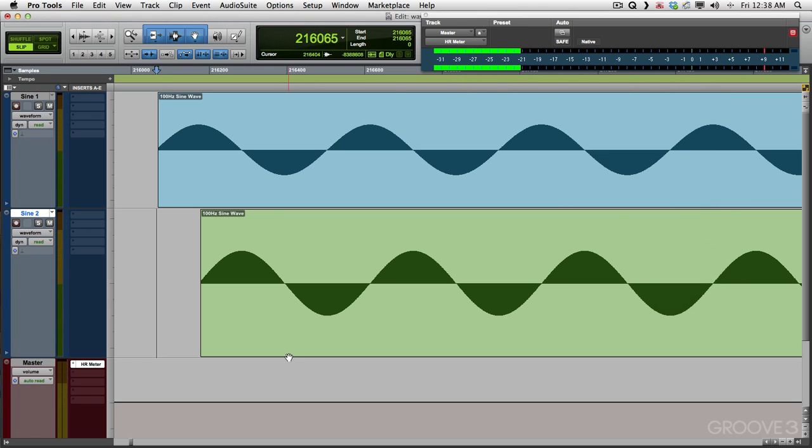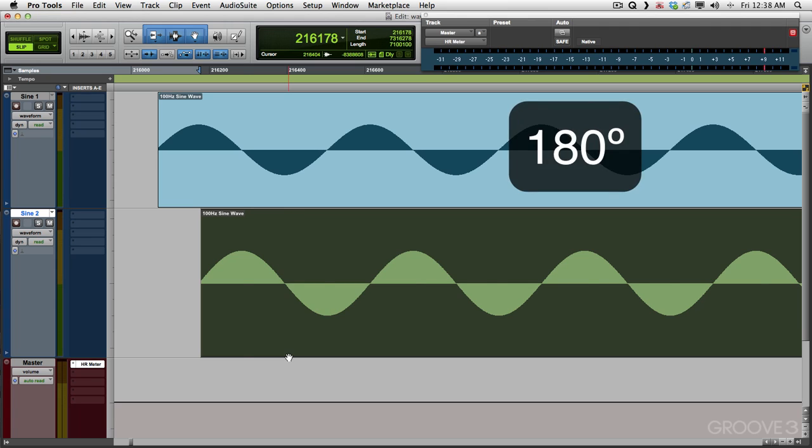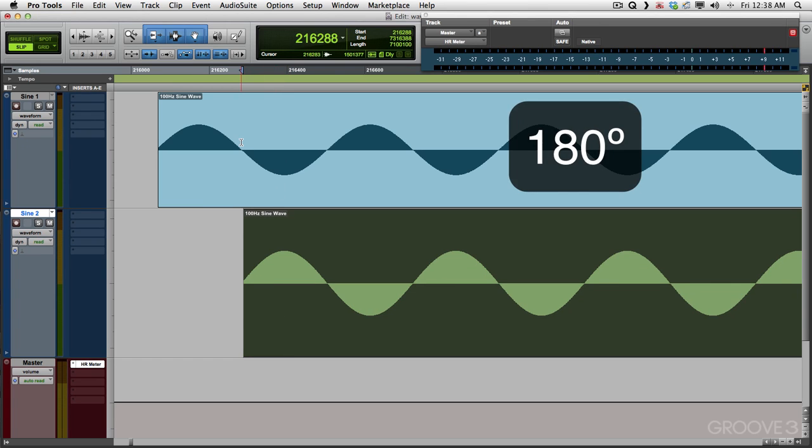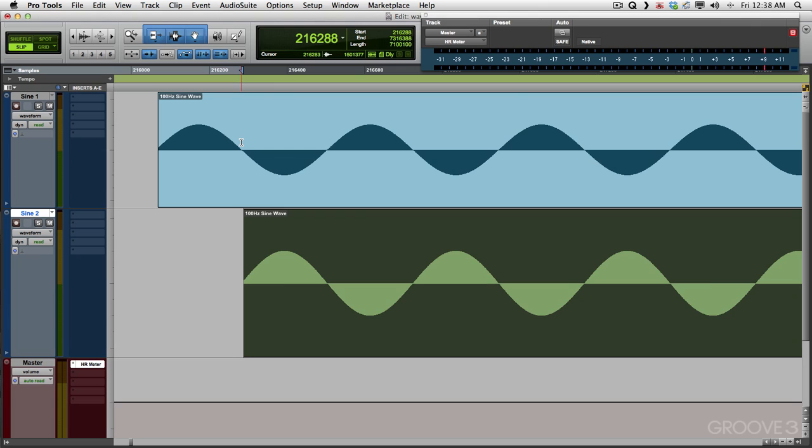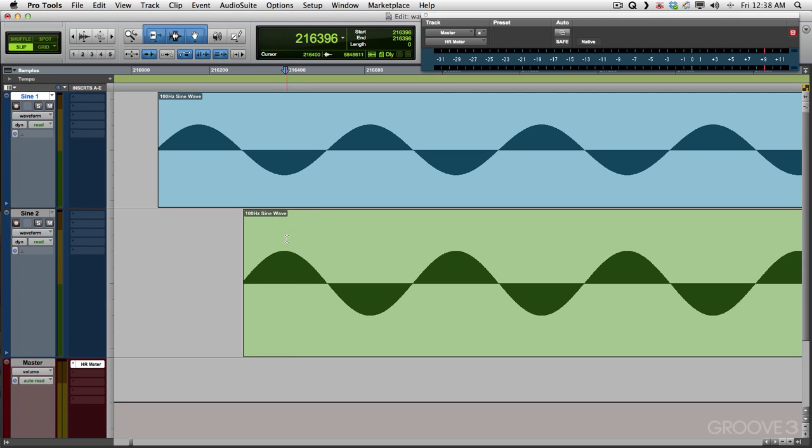Let's move it a little further. 180 degrees, right here. So now the waves are exactly the opposite. This goes down, this goes up, this goes up, this goes down. At every given moment, where this is negative, this is positive, where this is positive, this is negative. And it should be exact, so we should hear nothing. And we do. Nothing on the meter.